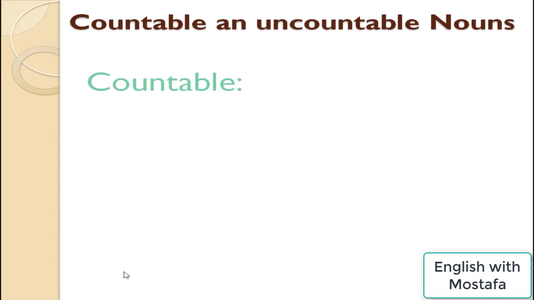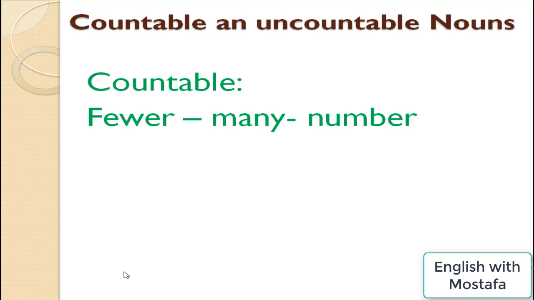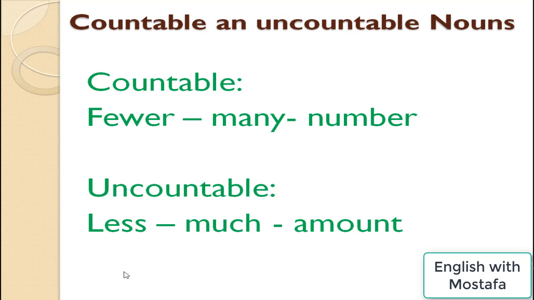Okay. The third problem today is in the countable and uncountable nouns. What are the countable and uncountable nouns that we have problems in? We generally have problems in these words. We use them inappropriately. So the first ones: fewer, many, number. Whenever you have the word fewer or many or the number of something, you have to use a countable noun. And whenever you have these words, less, much, and amount, you have to use an uncountable noun.